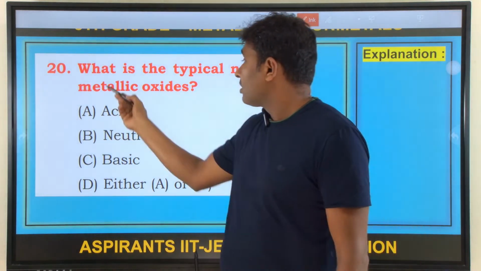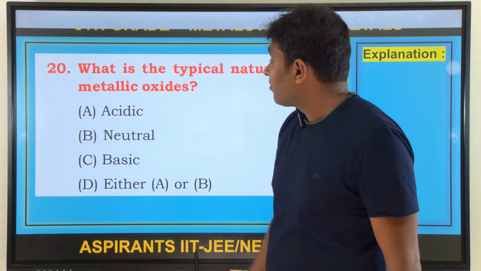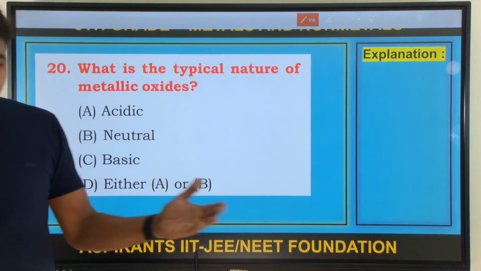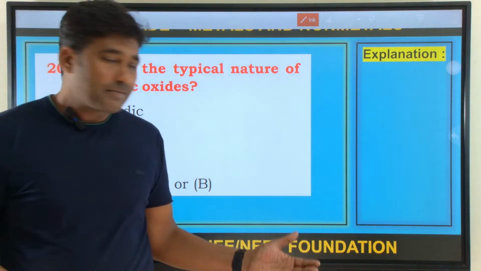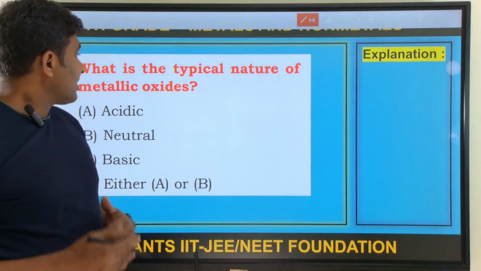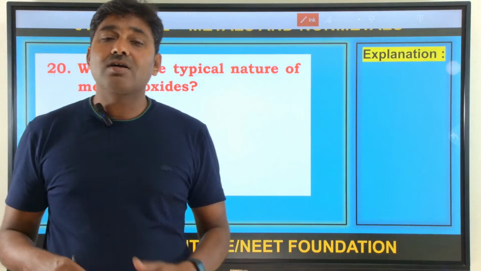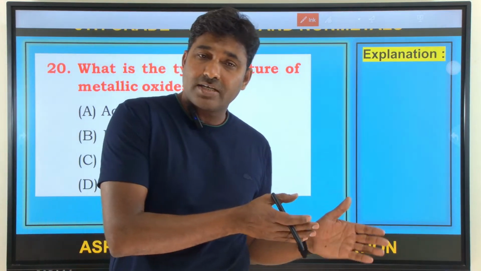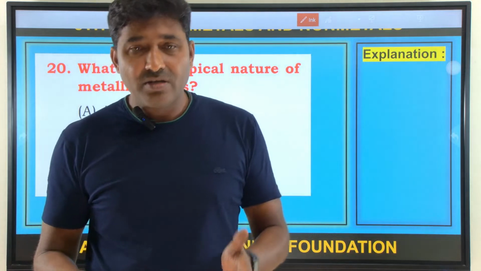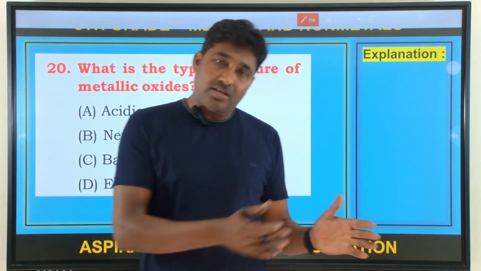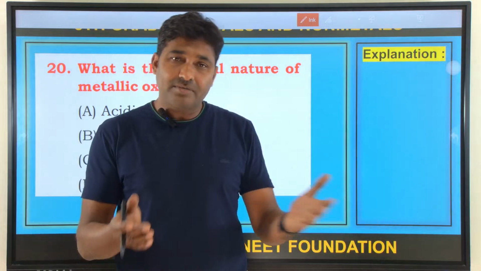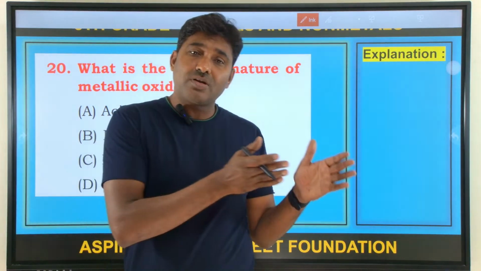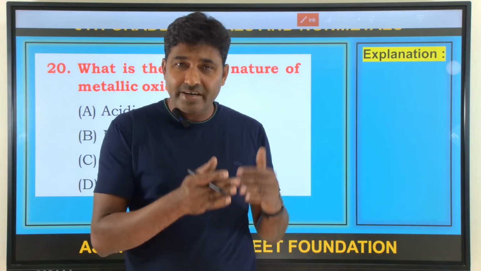20th question: what is the typical nature of metallic oxide? Already in the starting questions we discussed this. Metallic oxides are basic in nature, non-metallic oxides are acidic in nature. When metals react with oxygen, they give rise to metal oxides, which are basic in nature. When these metal oxides are dissolved in water, they give rise to metal hydroxides, which are bases. Non-metals, when they react with oxygen, give rise to non-metal oxides, which are acidic in nature.